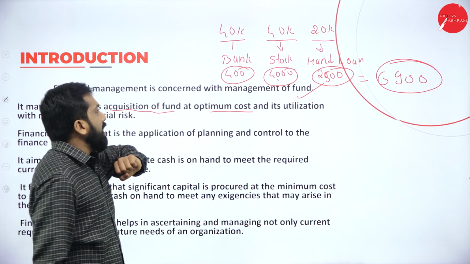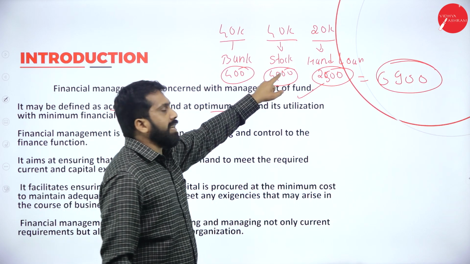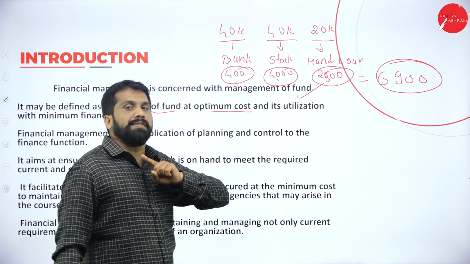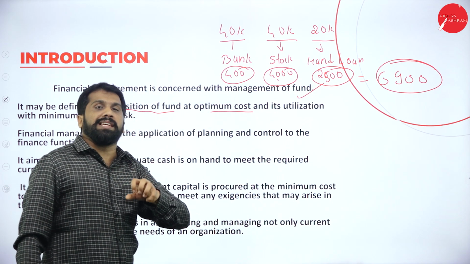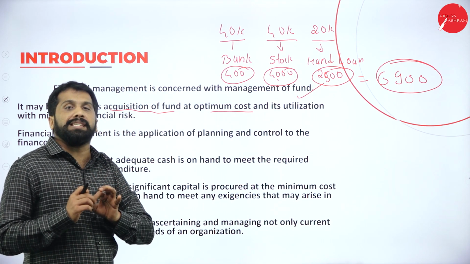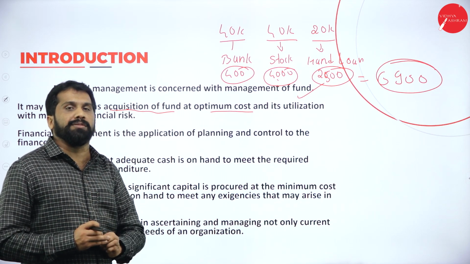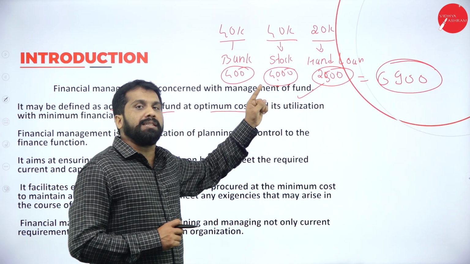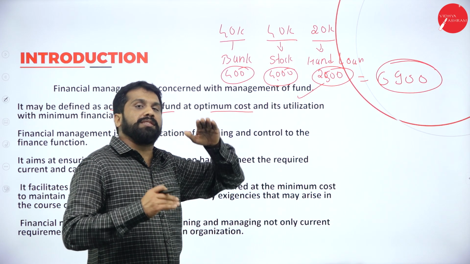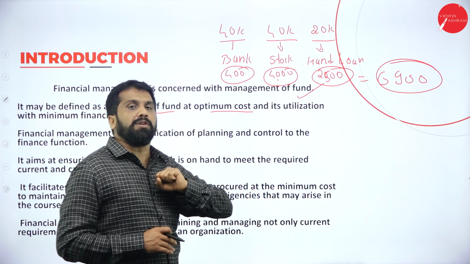Now, why has he not invested the complete 1 lakh in stock? Why did he not invest the complete 1 lakh in hand loan? Because along with investment, you have to see the risk factor also. Now, in the stock market, if the stock market goes down, then what will happen?